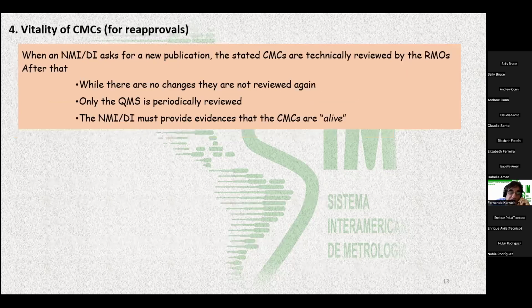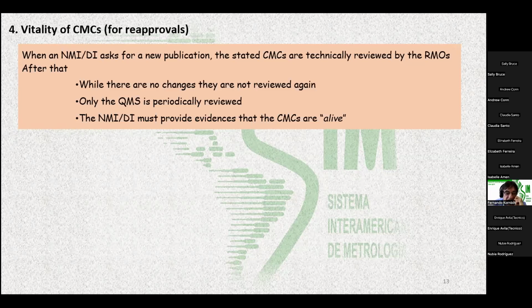Okay, so let's go to the next chapter and next point, which has to do with the vitality of the CMCs for approvals or re-evaluations once the system has already been approved 5 years before. So let's remember how the system works, which is the process according to this mutual recognition arrangement. When an institute requests to have a new publication of CMCs, these are organized technically by the different regional metrology organizations. But after these, I can have CMCs that have been approved and published 20 years ago. And in 20 years, if there are no improvements or changes, nobody is going to change the CMC.